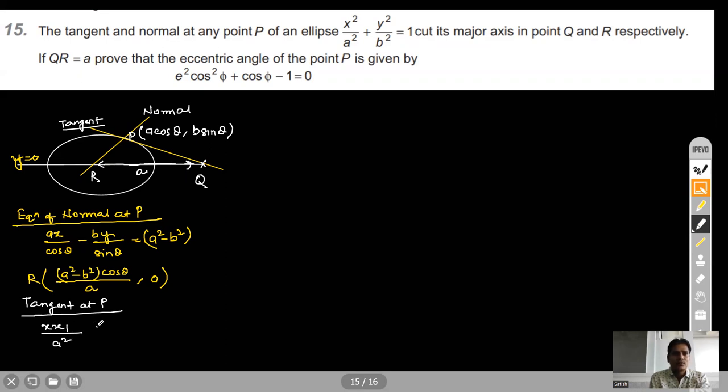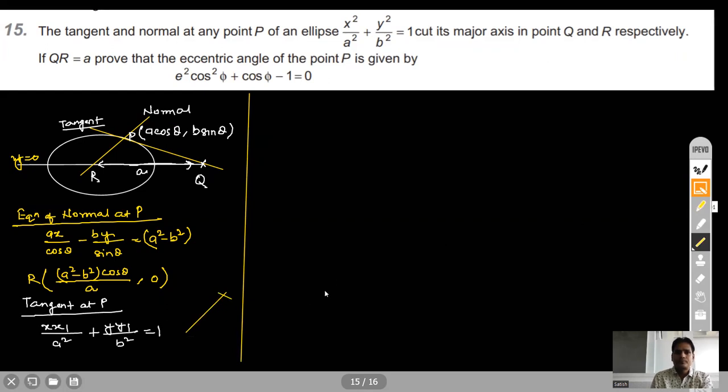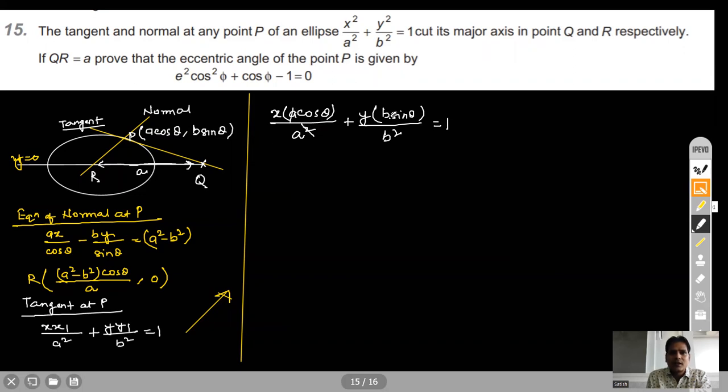XX1 upon A square plus YY1 upon B square is equal to 1, okay? So basically now how can we write this? X1 means what? This point is A cos theta. So X into A cos theta upon A square plus Y into what is Y1? B sine theta upon B square is equal to 1. So this A, this B will get cancelled out and we will have X cos theta upon A plus Y sine theta upon B is equal to 1. So this is the equation of tangent, right?